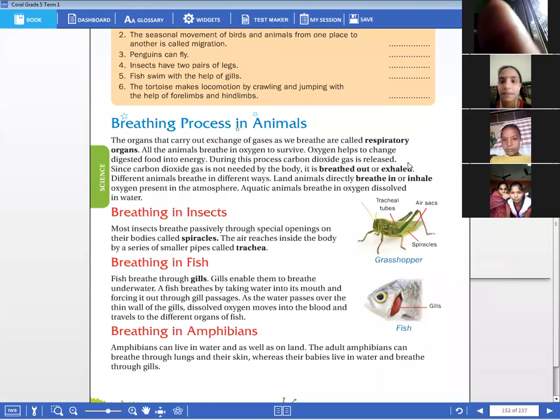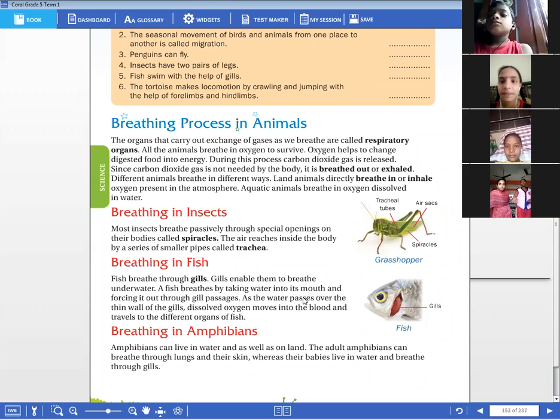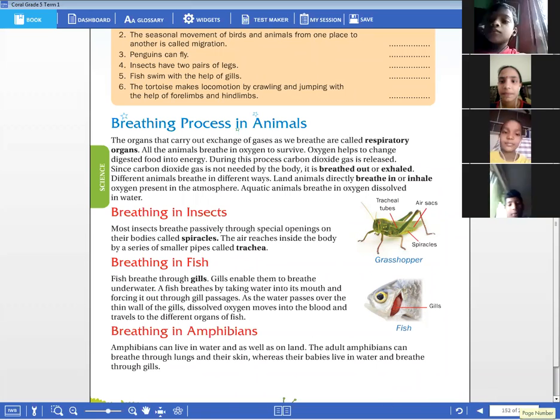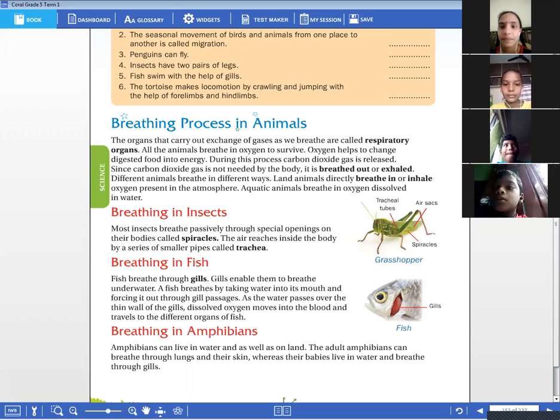Similarly, insects have spiracles, no? These amphibians also have small pores on their body. With the help of the skin, they take in oxygen and supply it to their lungs, children. Okay, Hitu, is it okay? Hitendra, Shravani? Isn't it clear, children?